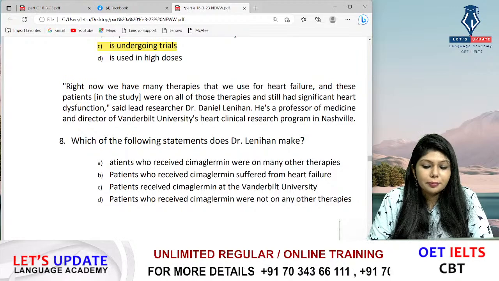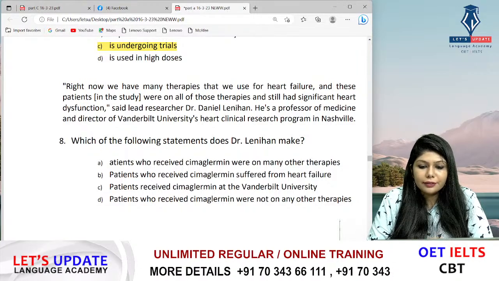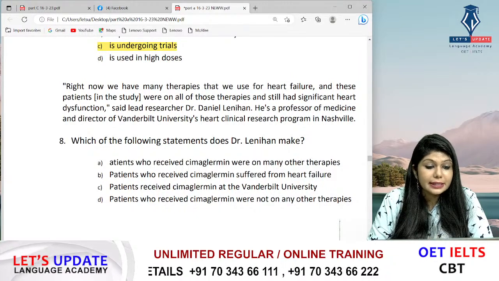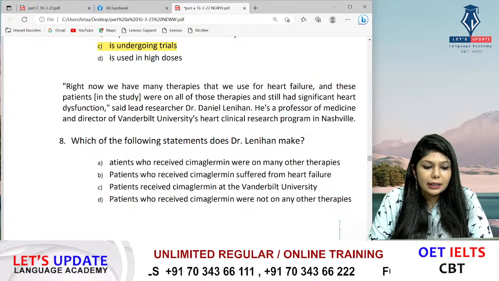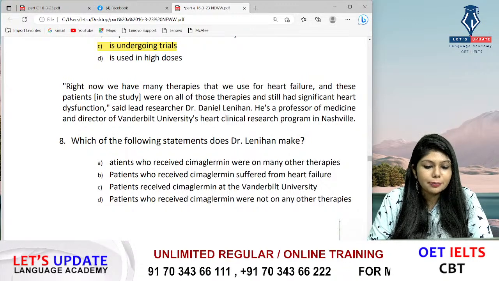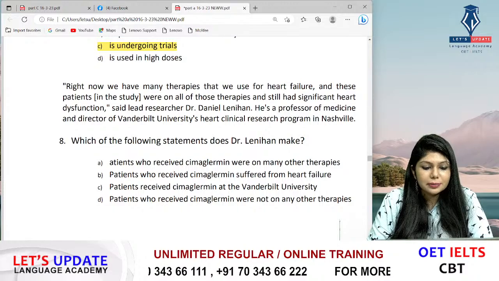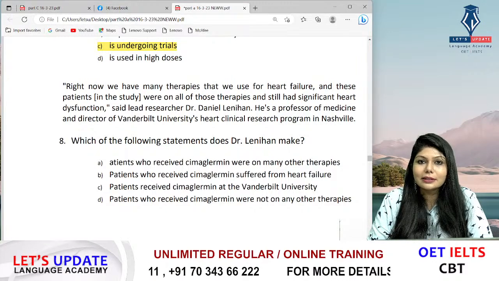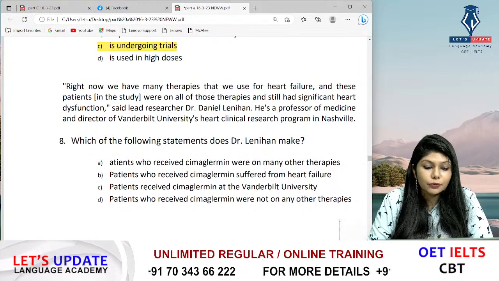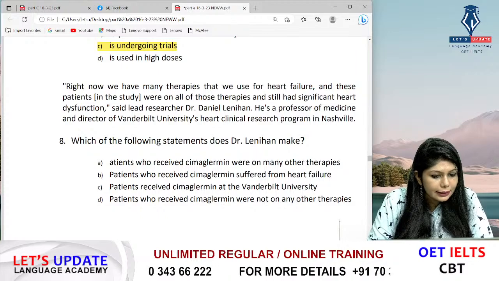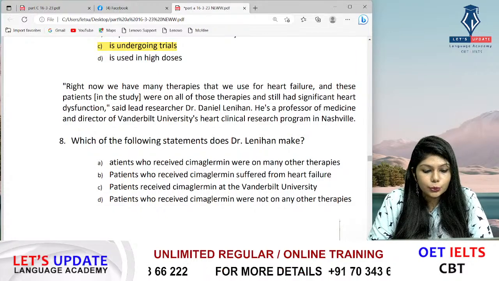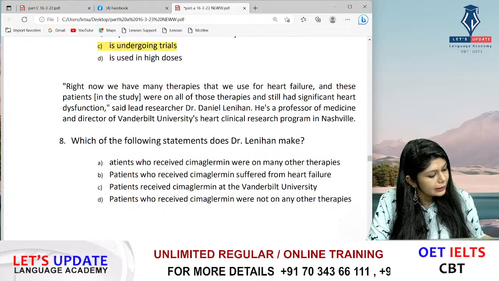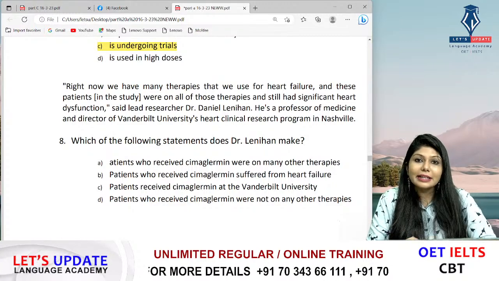Right now we have many therapies that we use for heart failure, and these patients were on all of those therapies, had significant heart dysfunction, said lead researcher Dr. Daniel Linehan. He is a professor of medicine and director of Vanderbilt University's Heart Clinical Research Program in Nashville. So that is what the paragraph was about. And moving to the question, which of the following statements does Dr. Linehan make? You need to find out which among these is the correct answer to this question.